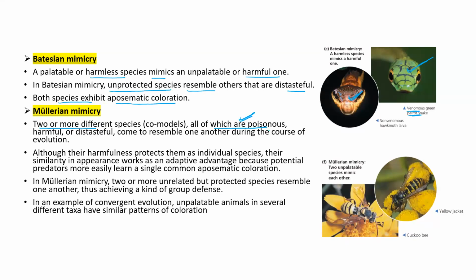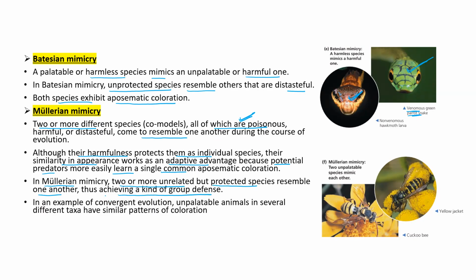Please remember, okay, this line is important. They come to resemble one another in the course of evolution. So although their harmfulness is protecting them as individual species, similarity in appearance works as an adaptive advantage because the potential predator will easily learn that this color we have to avoid. A single common color the predator has learned to avoid. So in Mullerian mimicry, two or more unrelated but protected species resemble one another and achieve a kind of group defense.